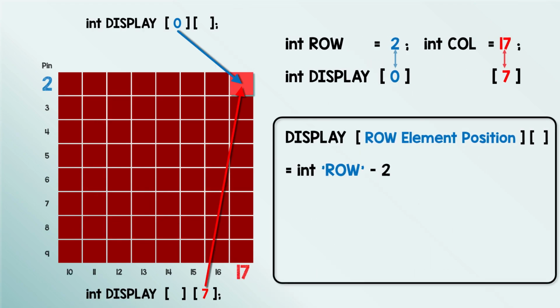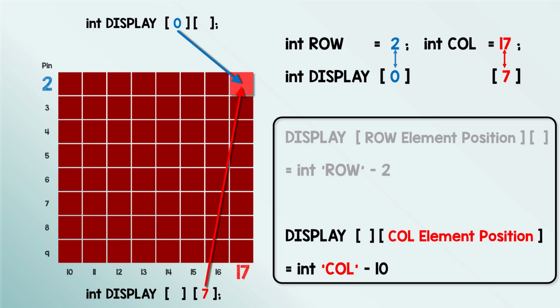So for example, the top right LED, the row integer is 2 and the col integer is 17, and this relates to the element position of 0, 7. You may notice that the row in the display array is the row integer take away 2, and similarly the column element position is the column pin 17 take away 10, and this will be handy in our coding.